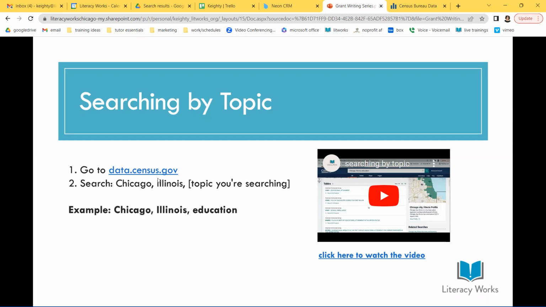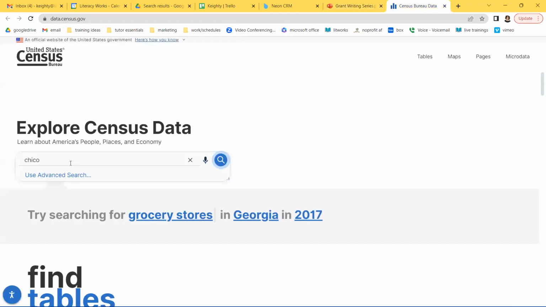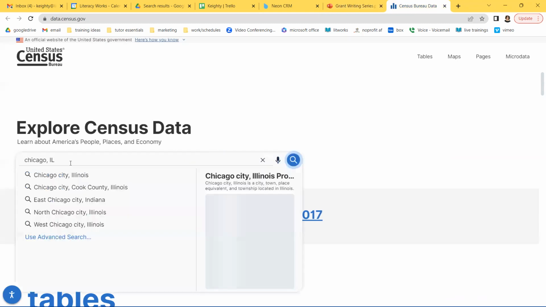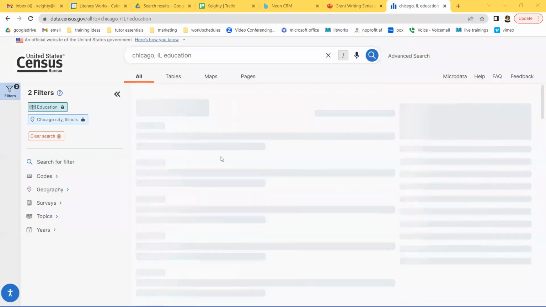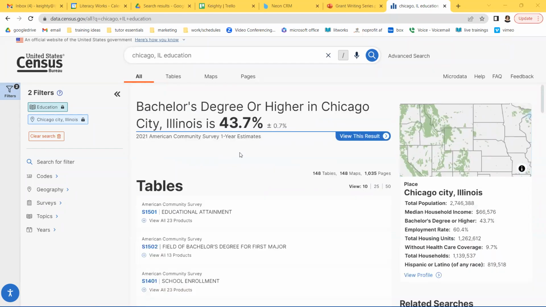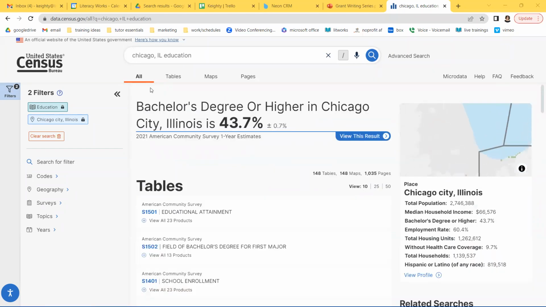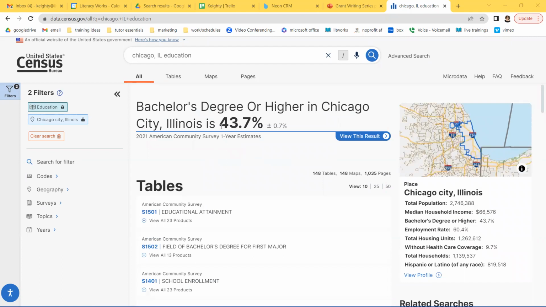For example, if you wanted to look for Chicago, you would type in Chicago, Illinois, and I'll show you. We would just type right here, Chicago, Illinois, and a topic, education. If I just type in a city, a state, and a topic, it gives me a lot of information right at the top, like the bachelor's degree or higher in Chicago. Great, we have that information very quickly.